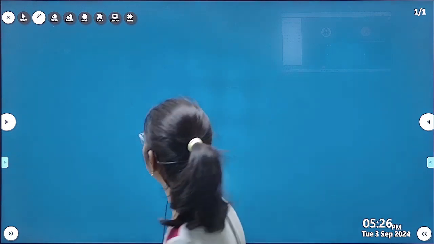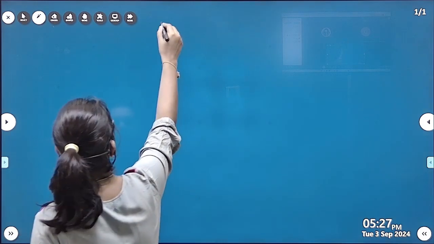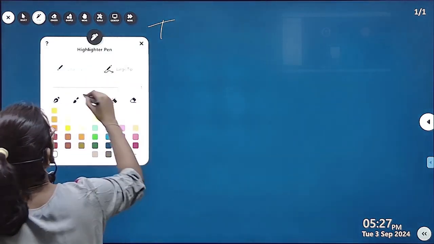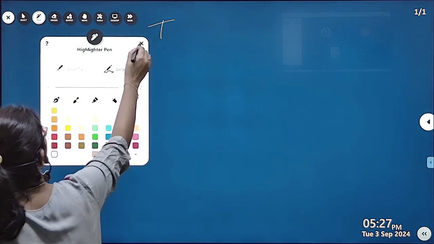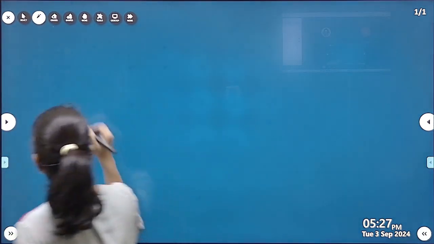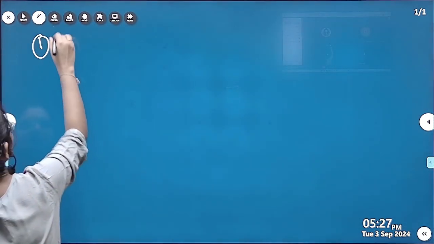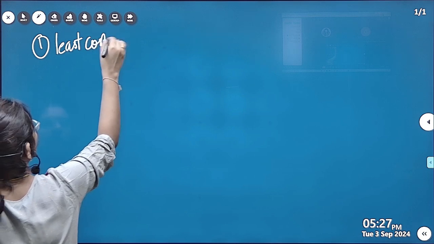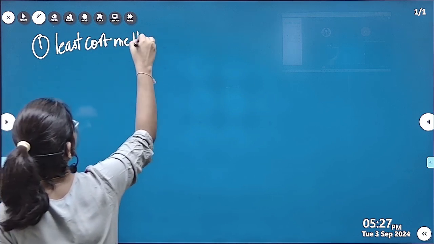चलो, okay. Let us start transportation. कल मैं theory लिखवाया था ना? अभी problems करेंगे. So let us discuss first type, least cost method.